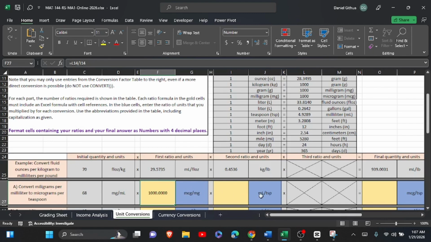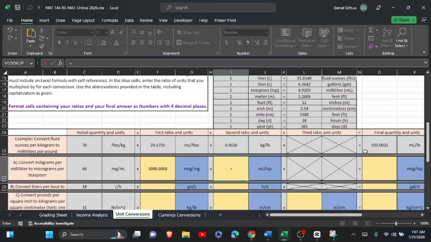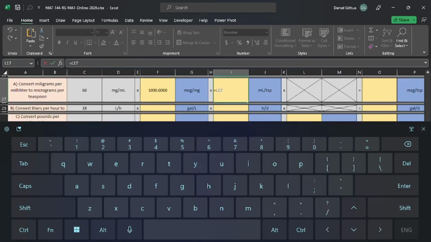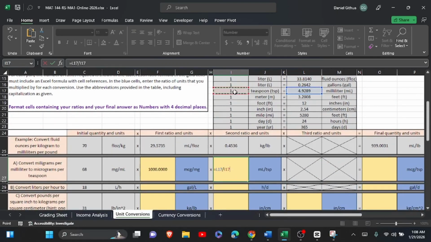The same thing applies to this milliliter per teaspoon. We'll come and check, so this is equal to, you come to where ml is and teaspoon, this row. So just this row. We want milligram to be on top, so click this one, and it's divided by the one on teaspoon, and press enter.